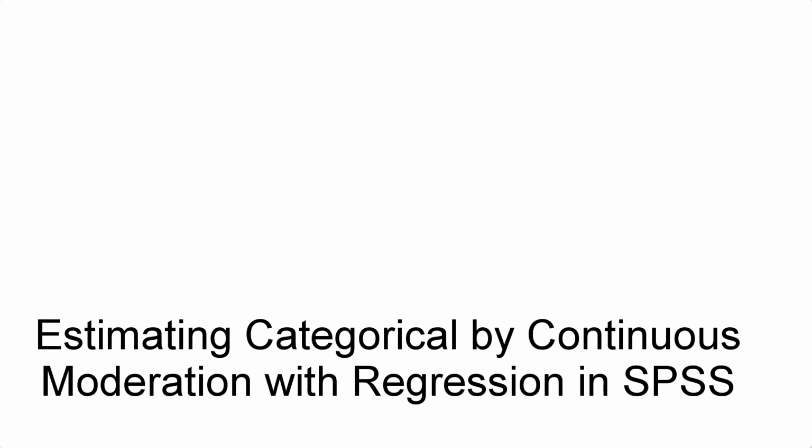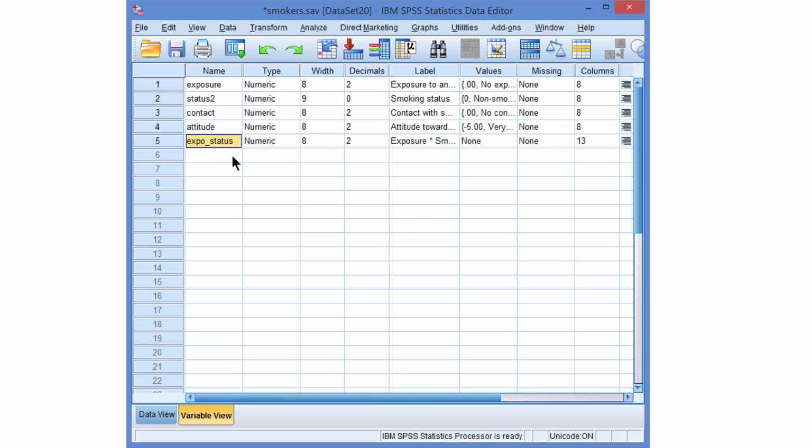Estimating categorical by continuous moderation with regression in SPSS. In another video, we have created an interaction predictor for the moderation of the exposure effect by smoking status. Now let's estimate a regression model containing this type of moderation.